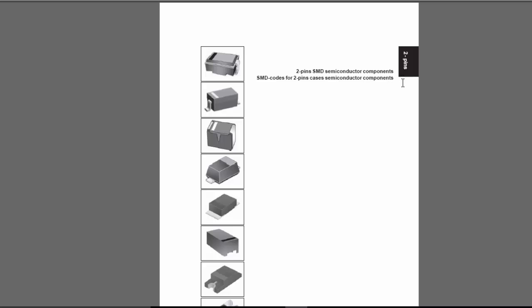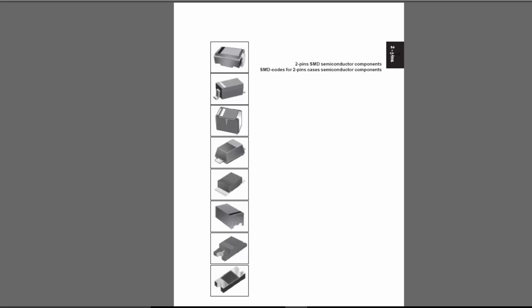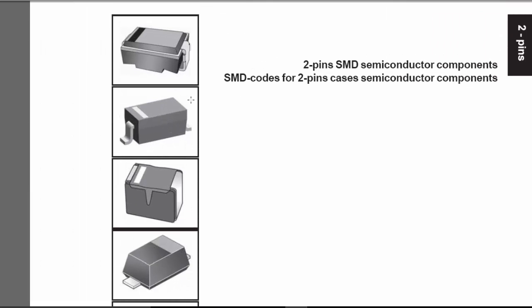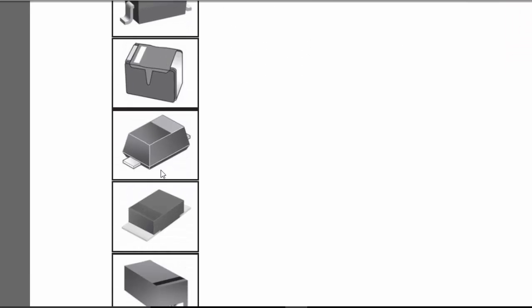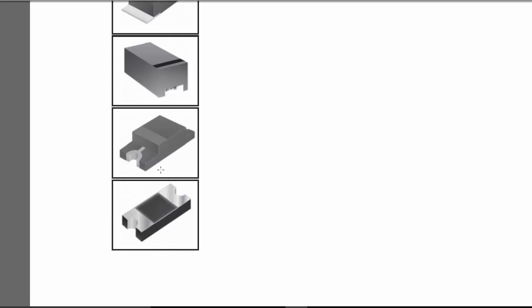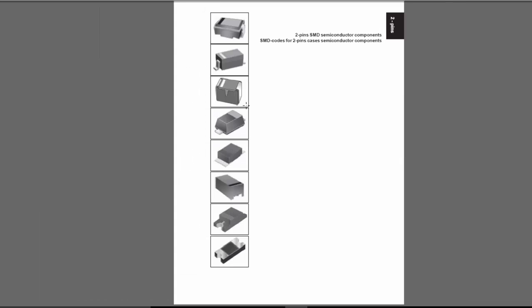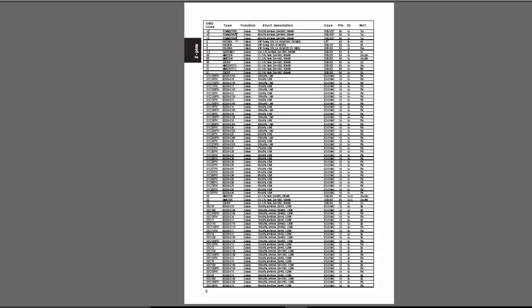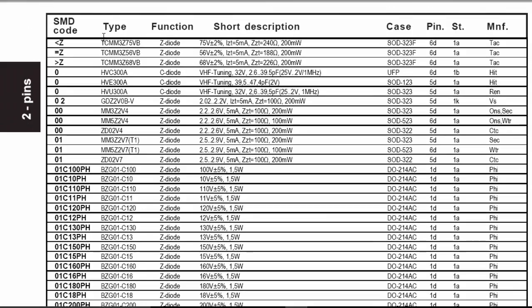As I discussed, all the components are divided into pin categories, like the 2 pin category. So 2 pin components might be in this shape, or this shape, or this shape. All these 2 pin components are listed here in this catalog. As we discussed, first is the SMD code, type, function, short description, case, the package style, pin and style, and manufacturer.